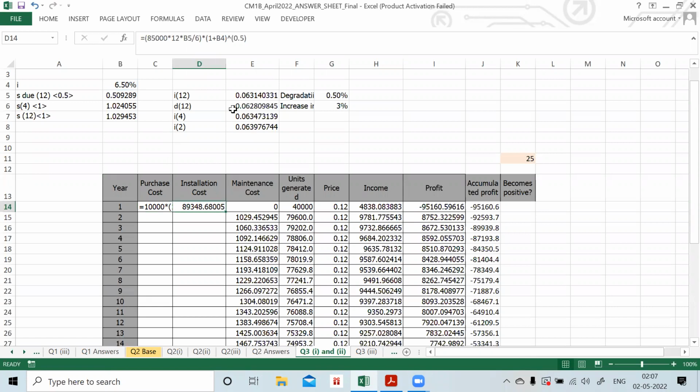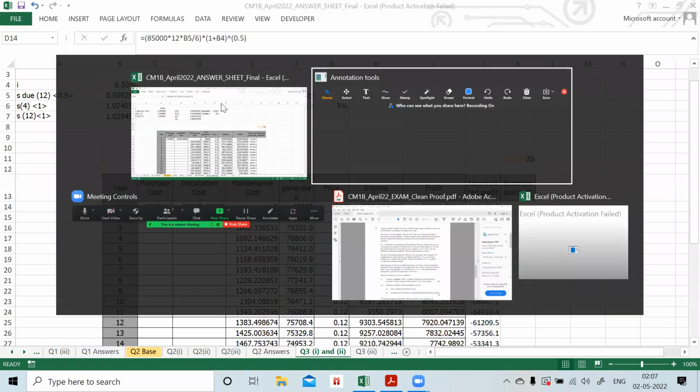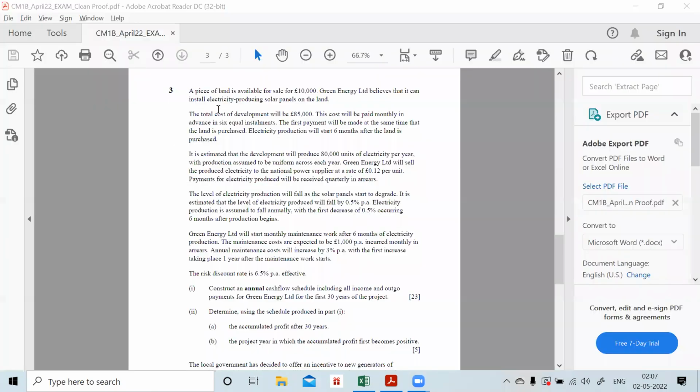Okay, then we have the installation cost, which they have mentioned in the question, that the total cost of development will be 85,000. This cost will be paid monthly in advance in 6 equal installments. The first payment will be made at the same time that the land is purchased. At time 0, the first payment is made, so it's in advance. Electricity production will start 6 months after the land is purchased.